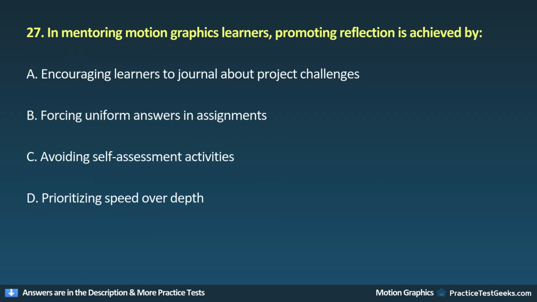27. In mentoring motion graphics learners, promoting reflection is achieved by: A. Encouraging learners to journal about project challenges. B. Forcing uniform answers in assignments. C. Avoiding self-assessment activities. D. Prioritizing speed over depth.